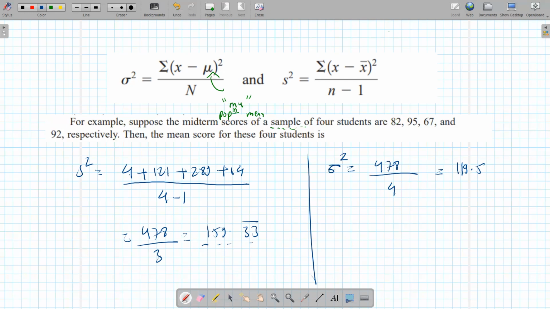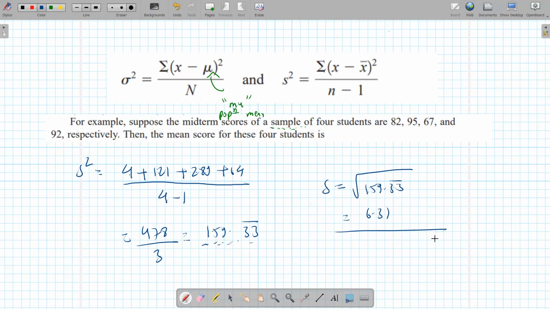If our sample variance is 159.33, what's going to be our sample standard deviation, which is S? How do you find S given S squared? The square root. Yeah, straight up square root. The square root of 159.33 recurring. You're going to get a sample standard deviation of 6.31. And there we go. That's how you would find your standard deviation by using this formula, okay?